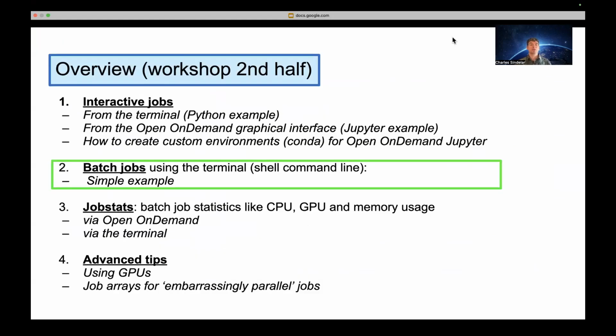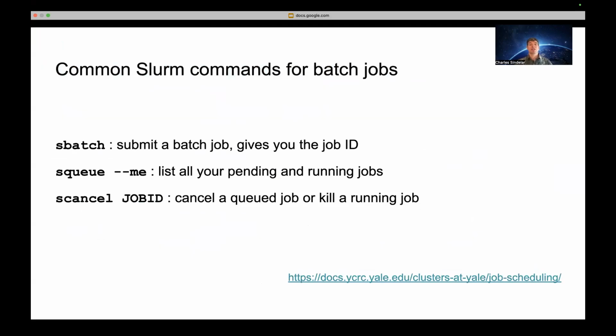Now that we've explored interactive jobs on our YCRC clusters, it's time to look at batch jobs. And I'll take you through a simple example of how to make one of these and run it. So there are three commands that you will return to when you are working with batch jobs and Slurm. So sbatch is the command you'll use to submit a batch job, which you give your script name, and it will return to you a job ID, which is how you will identify it.